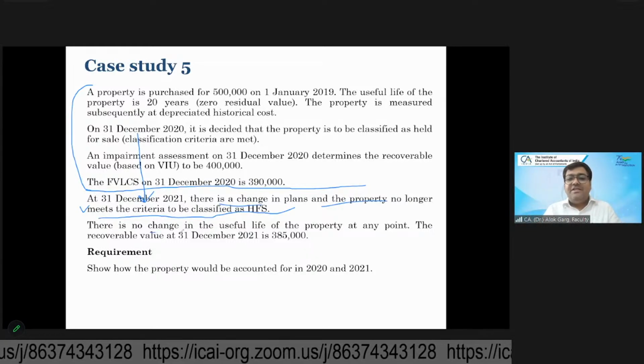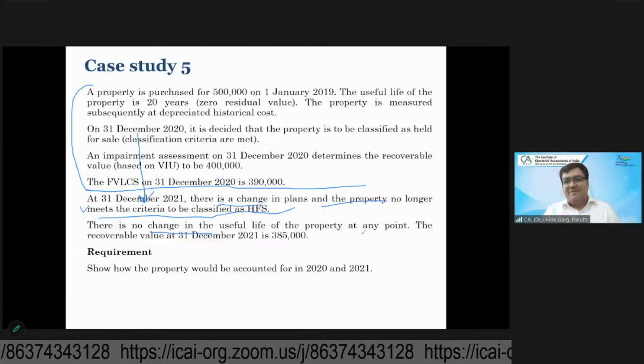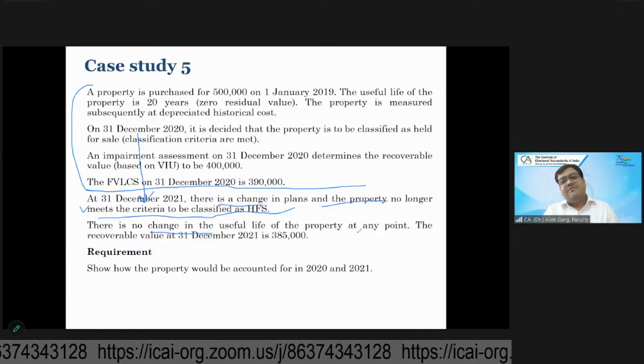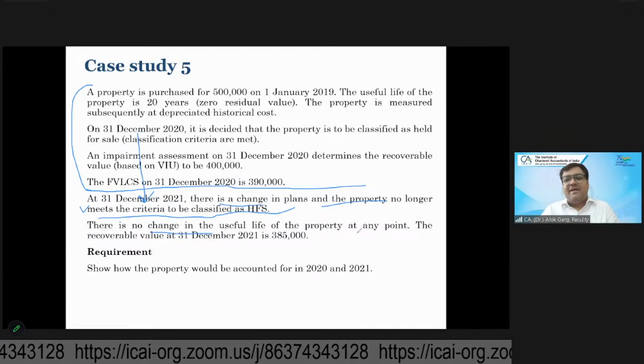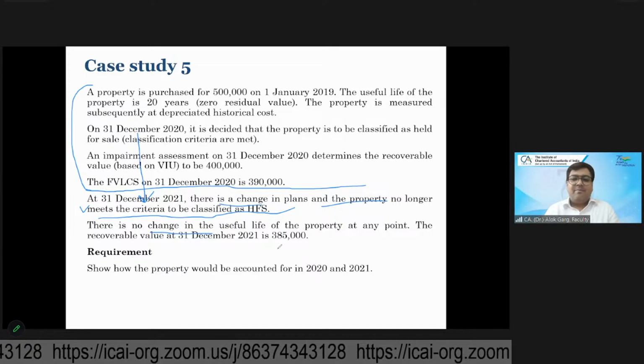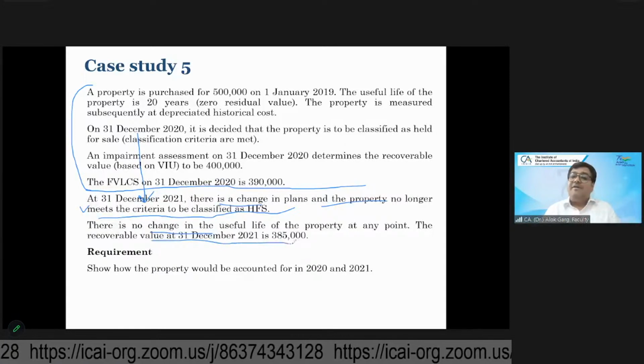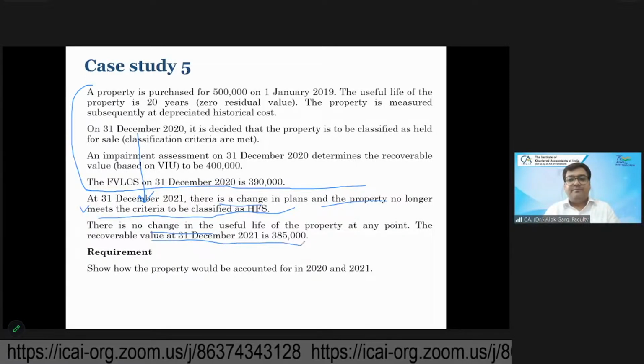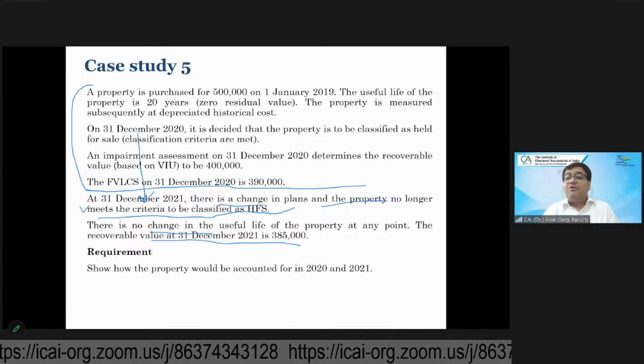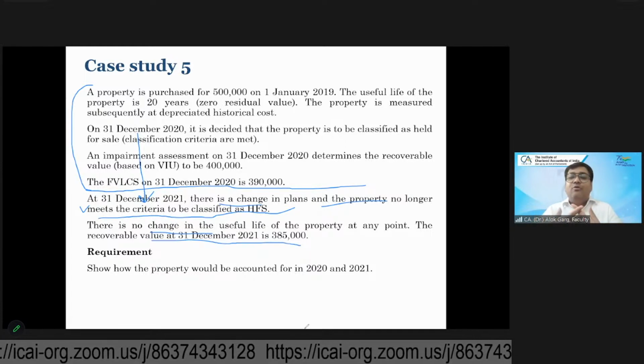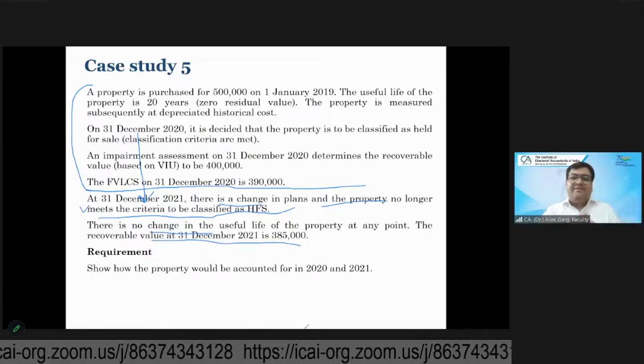There is no change in the useful life of the property at any point of time. Means when it was purchased, it was 20 years, so it keeps on decreasing by 1 year every year. The recoverable value is given. It is 3,85,000. It means now I need to compute what would have been the carrying value had this asset never been classified as held for sale.